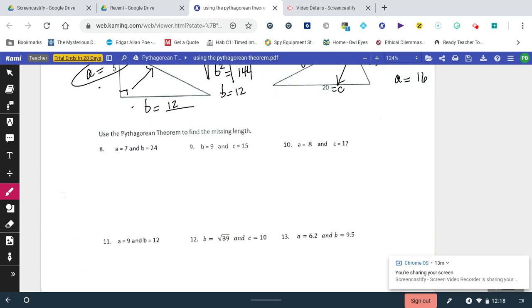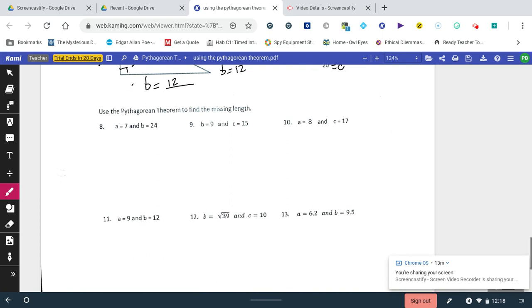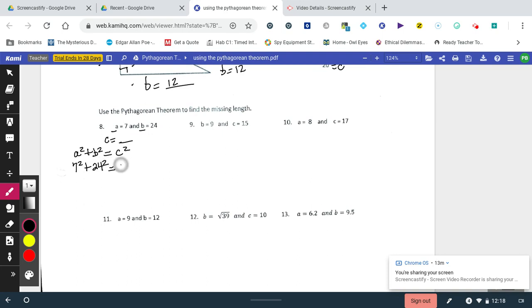Down here, there is no right triangle, but it doesn't mean you can't use the Pythagorean theorem because we still know A and B represent legs and C represents the hypotenuse. So what I'm going to do is see what's missing. Well, if I have A and B, that means C is missing. So I'm still going to use the Pythagorean theorem, A squared plus B squared equals C squared, to figure out that missing value. So that's going to be 7 squared plus 24 squared equals C squared.